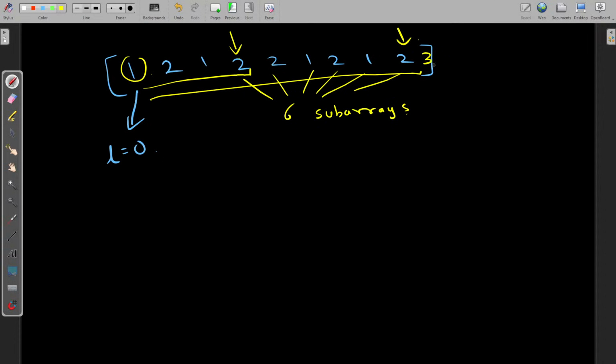Let's say I added another integer 3 at the end. I cannot take 3 in this window which is starting from L equals 0, because the number of distinct elements would increase to 3. So I cannot take 3 into the same window. So if I remove 1 and increment the L pointer to here, L equals 1 right now, then again the number of distinct elements is 2, so still I cannot take this 3.